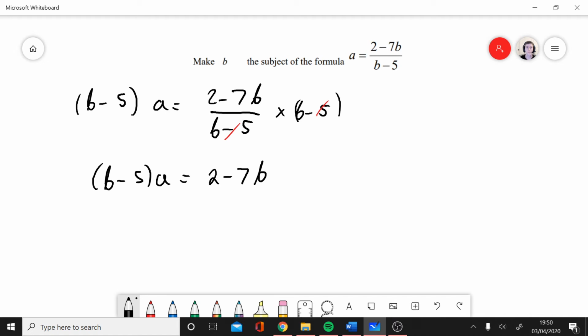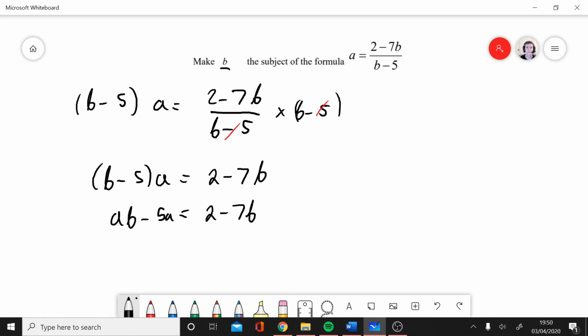So we're going to expand this out. So we have ab minus 5a is equal to 2 minus 7b. So like in every other question that we've done, we're going to want to put all of the important terms on one hand side. So in this, it's b.